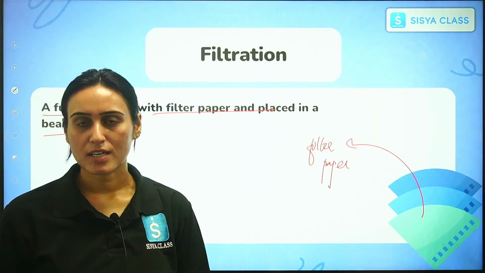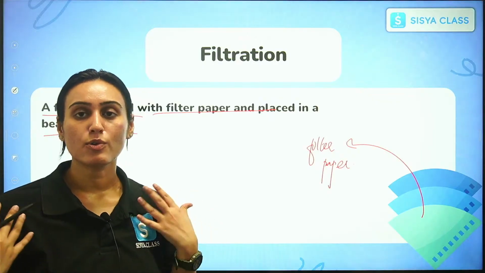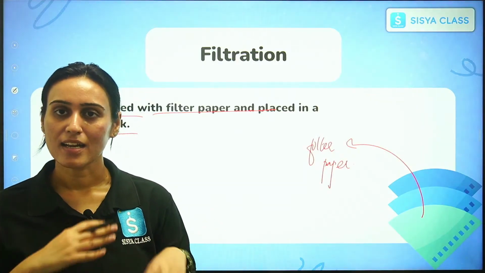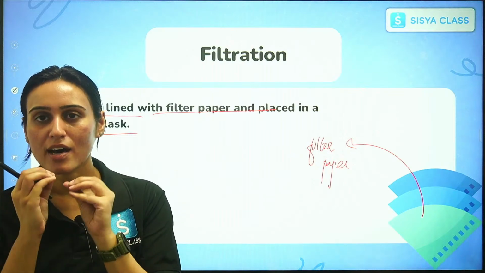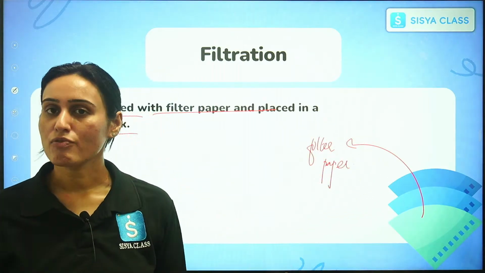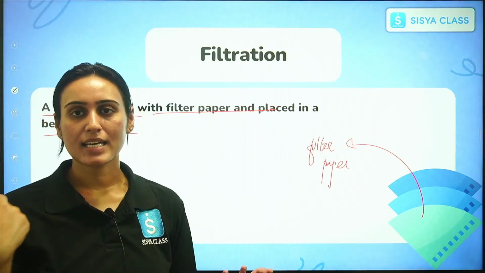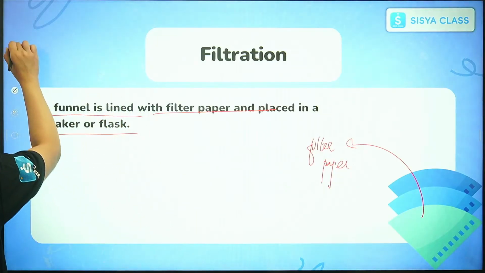Okay, we have the filter paper and you will fold it in the shape of the funnel so that we don't waste any liquid, right? We want the entire clear liquid in our flask or container or beaker. So we will line the funnel with this filter paper. We will make it in the shape of the funnel. Okay, what should we do next?